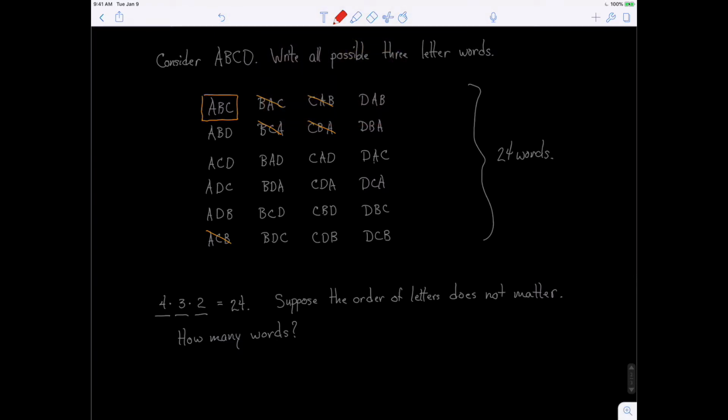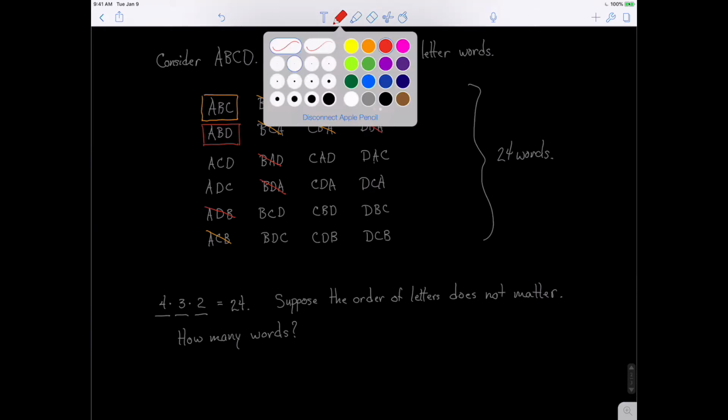Now let's try another color. Let's try red. So here's another word, ABD. Now what we want to do is anything with an ABD, we need to put a line through as well. So here's one right below it, ABD. Here's an ABD, and we want to keep going through with this process. Oh, here's an A, B, D, and I think I got them.